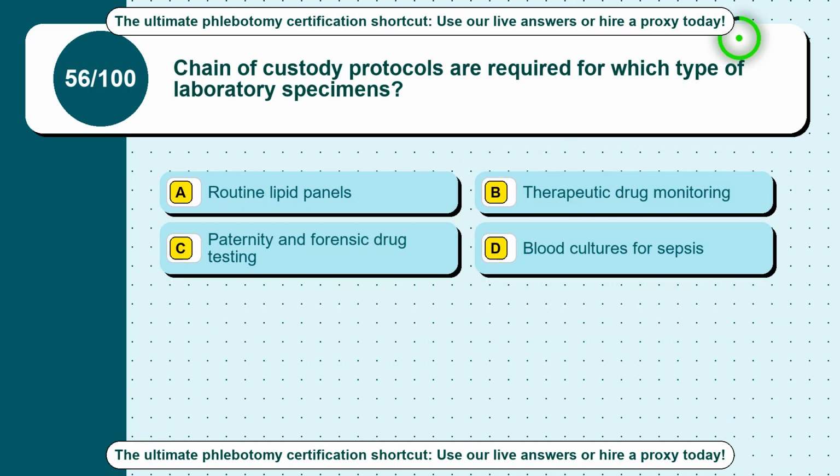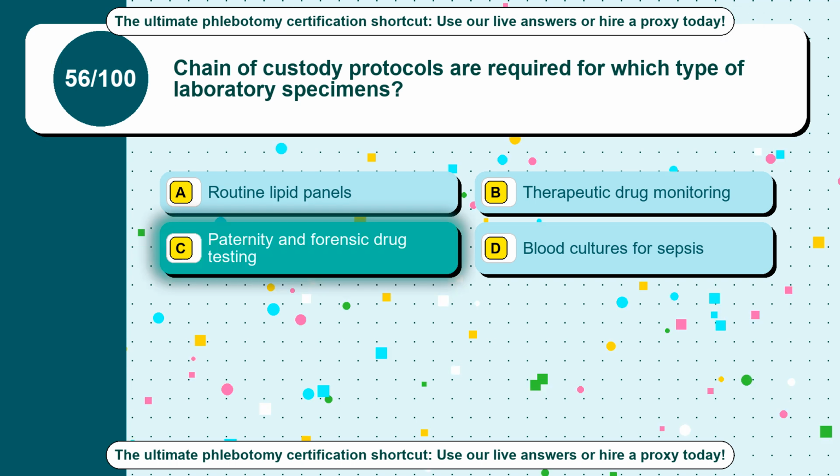Question 56. Chain of custody protocols are required for which type of laboratory specimens? Option A, routine lipid panels. Option B, therapeutic drug monitoring. Option C, paternity and forensic drug testing. Option D, blood cultures for sepsis.